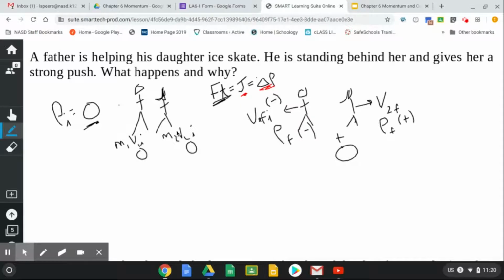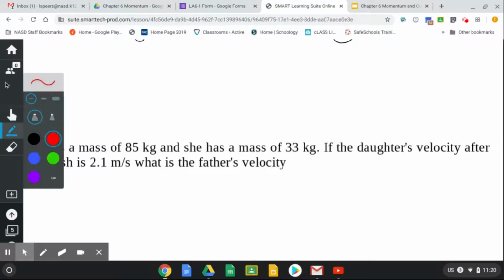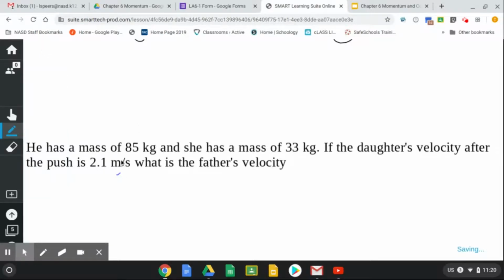So let's see what that means in terms of numbers now. Okay, let's take a look at some numbers. So let's suppose the father has a mass of 85 kilograms and the daughter has a mass of 33 kilograms. And after the interaction, the daughter was going at 2.1 meters per second. Okay, so again, m1 v1i plus m2 v2i.